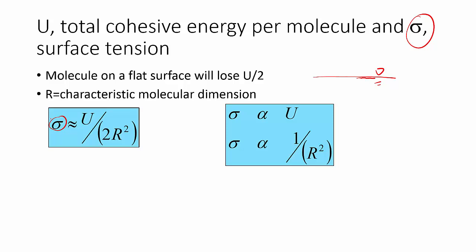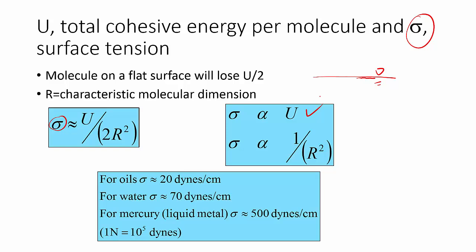That means that the surface tension will be proportional to the total cohesive energy per molecule and inversely proportional to the characteristic molecular dimension, or the radius. This surface tension is measured in dynes per centimeter, because that's the force per distance. For oils you have about 20 dynes per centimeter.